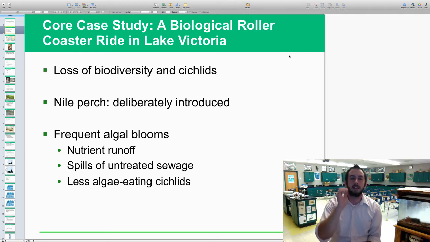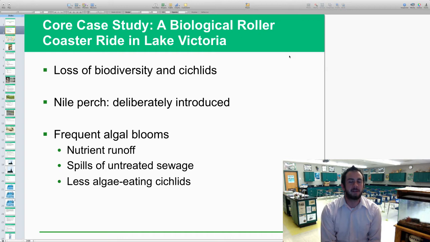Let's take a look at a core case study. It's on Lake Victoria, which is a lake in Africa, a very large one, that has kind of gone through a roller coaster as far as the ecology of the lake. We've seen a lot of loss of biodiversity, of different species, as well as the cichlid population, which are tropical fish that you can find a lot in pet stores.